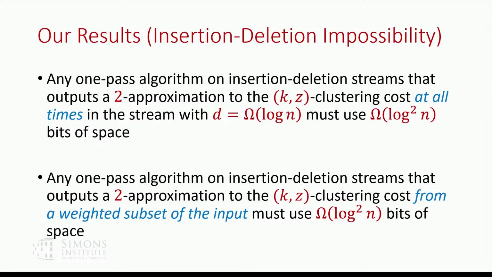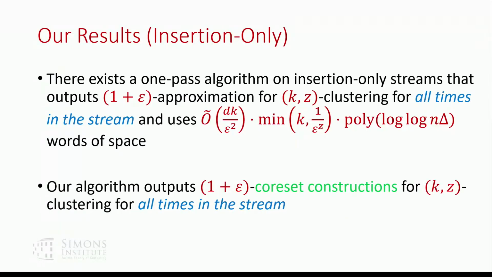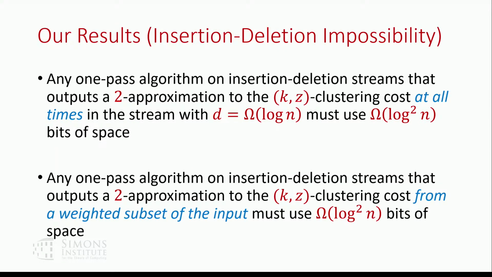I should say that in the previous model, we're saying that this is words of space. So if we're looking at bit complexity, there's still log n or log delta in the dependency, and this is often necessary to store just the points. OK, so for dynamic streams, if we want a constant factor approximation at all times, log squared. And furthermore, if we want to do this from a weighted subset of the input, we also need log squared.